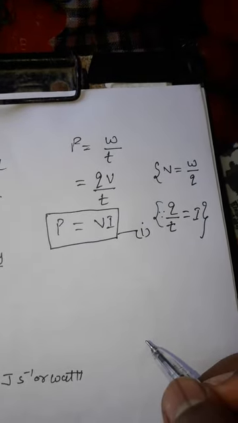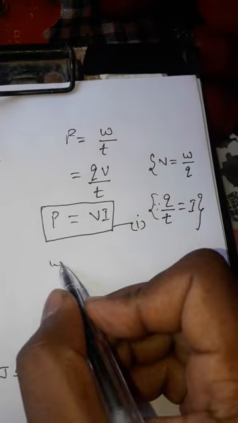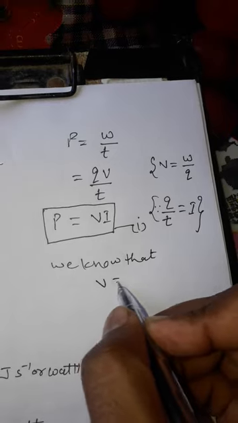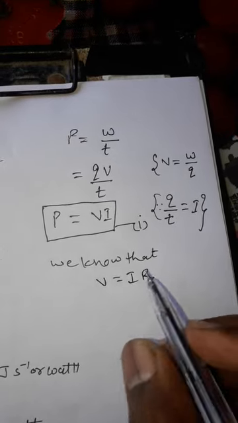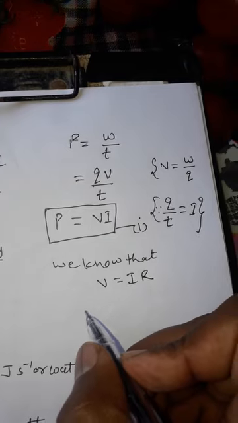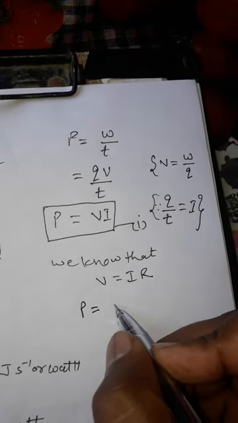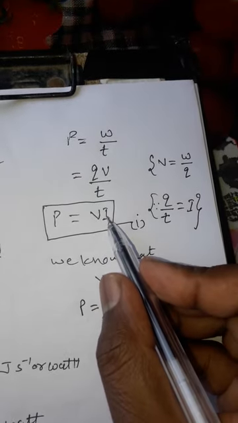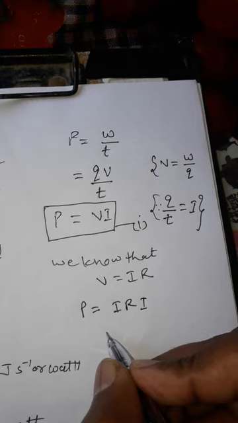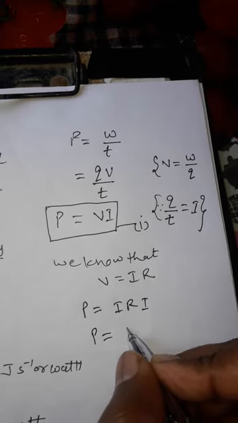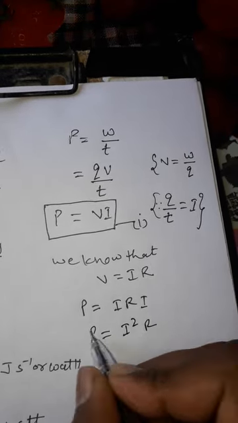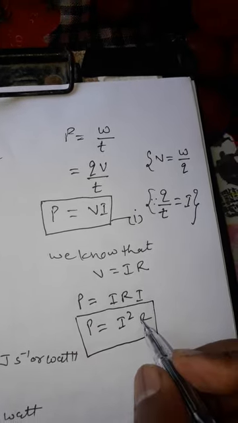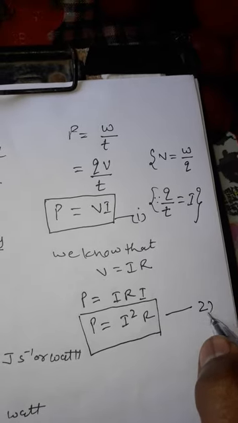In another way, using Ohm's law, we know that V is equal to IR. Using the value of V in equation 1, we get P equal to I into R into I, so P is equal to I square R. This is another form of power in terms of current and resistance. Say it is equation second.